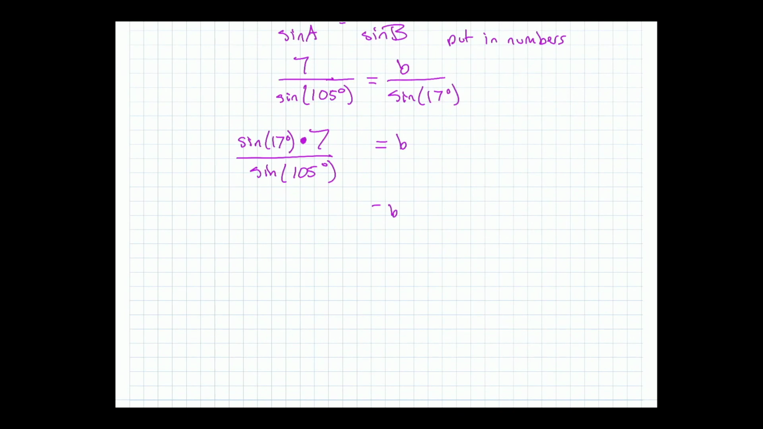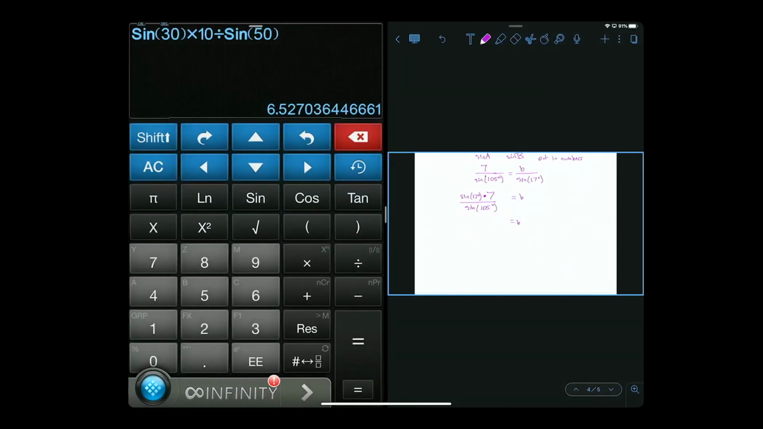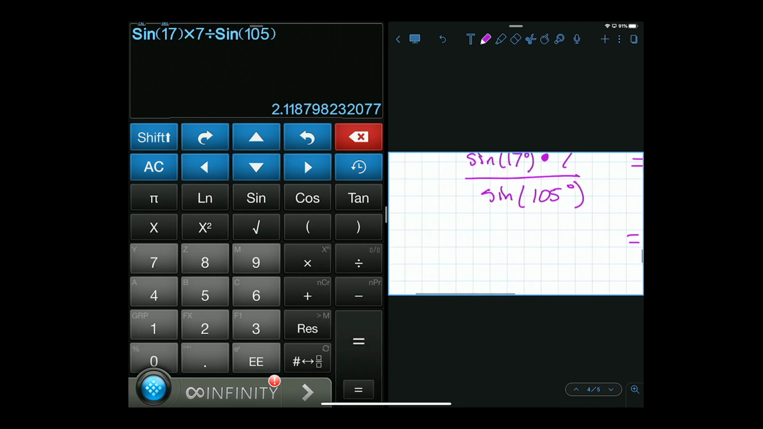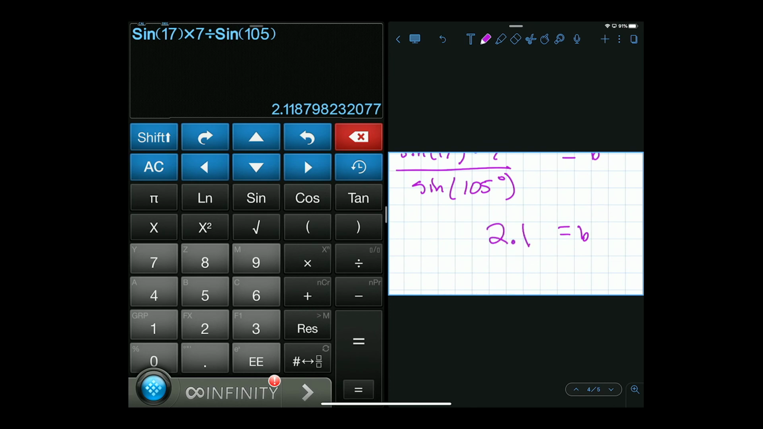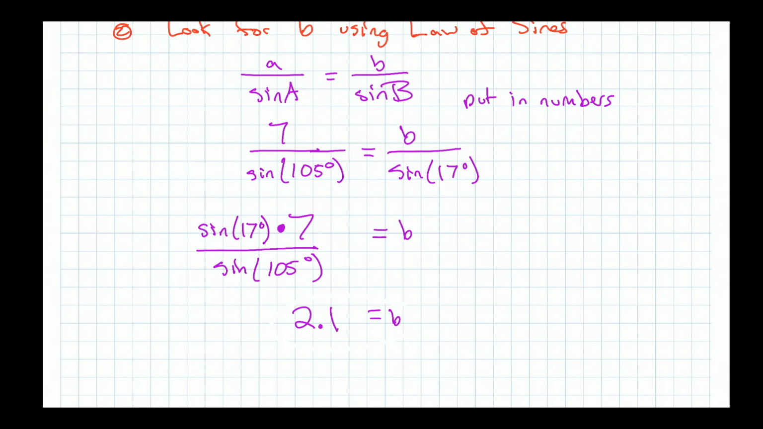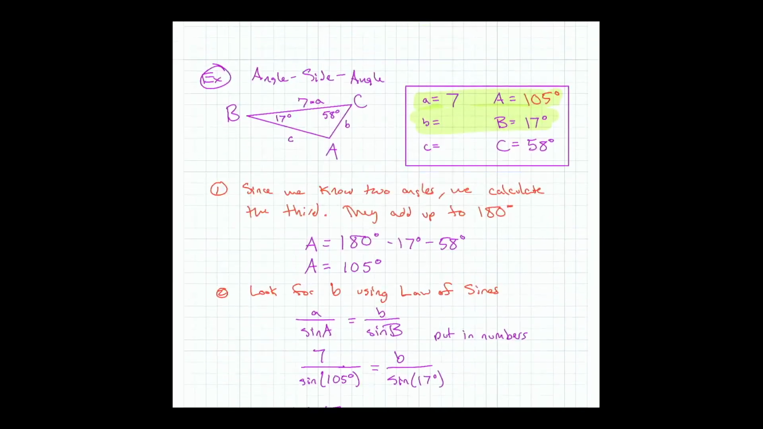All right. So b is what? Well, we just punch this into a calculator again, just like we've done twice now. So we just clear this out. What do we have? Sine 17 times 7 over sine 105, close parentheses. We got 2.1. I'm just going to round it right now because I can see on the picture there that they've got it rounded to 1 decimal. So b is 2.1. We got it. So there you go. Let's go put it up here. We got that.